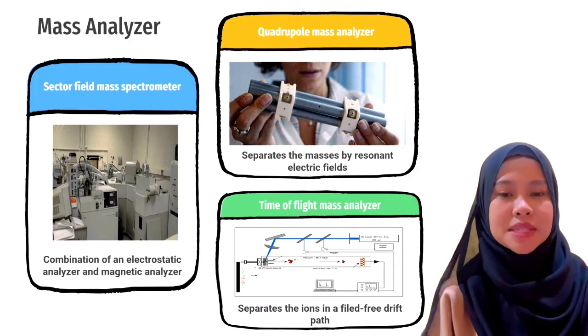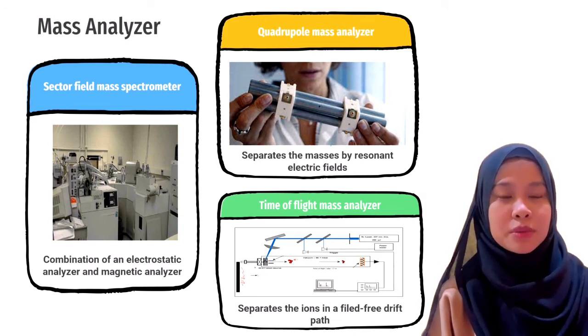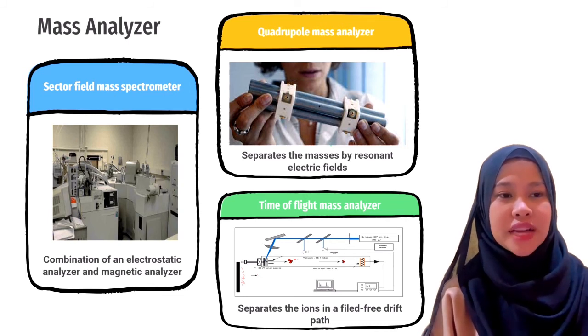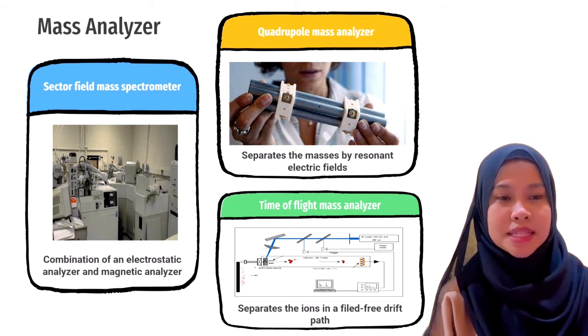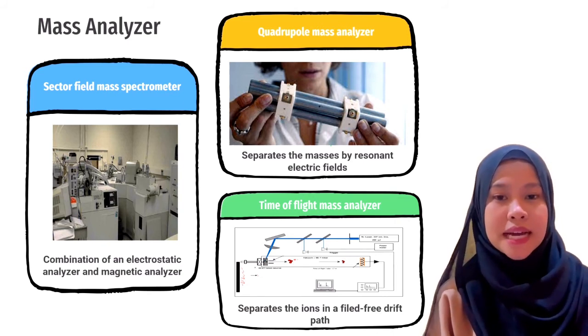Depending on the SIMS type, there are 3 basic analyzers. A sector field mass spectrometer uses a combination of an electrostatic analyzer and a magnetic analyzer to separate the secondary ions by their mass to charge ratio. A quadrupole mass analyzer separates the mass by a resonant electric field, which only allows the selected mass to pass through. The time of flight mass analyzer separates the ions in a field free drift path according to their velocity.